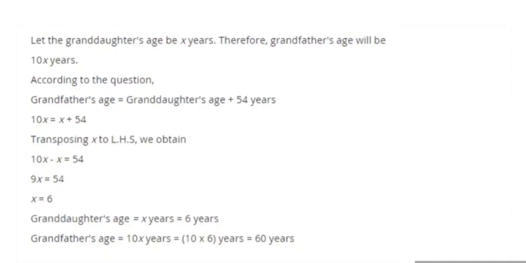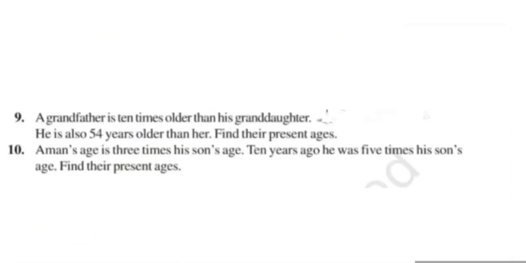Transposing x to the left hand side, what will come? 10x minus x is equal to 54. Means 9x is equal to 54. So the value of x is 54 upon 9, means 6. So granddaughter's age is 6 years and the grandfather's age will be 10 into 6, means 60 years. Now come to the last question, number 10.